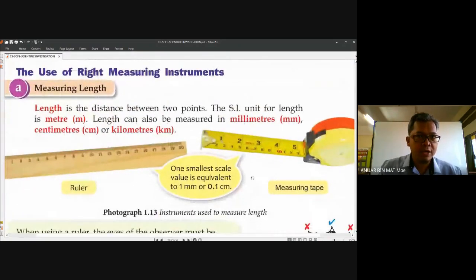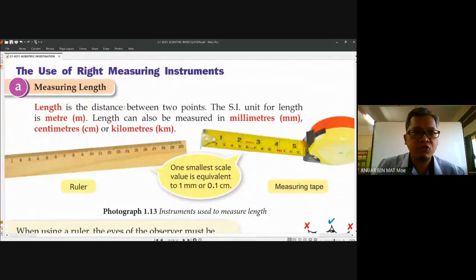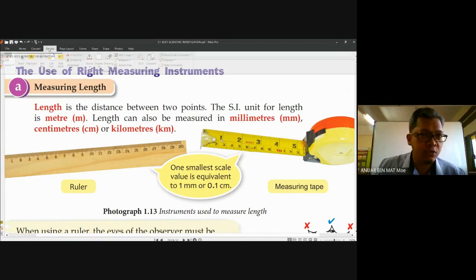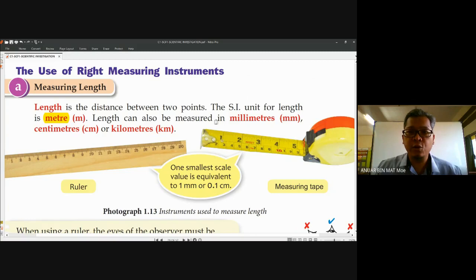The use of the right measuring instrument. The first one is we want to measure the length. The SI unit for length, as we already know, is the meter, and it can also be measured in millimeter, centimeter, and kilometer.